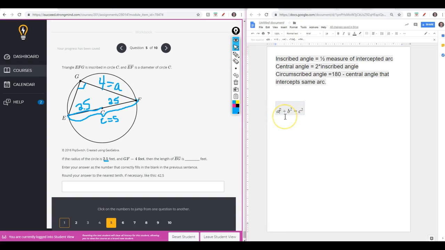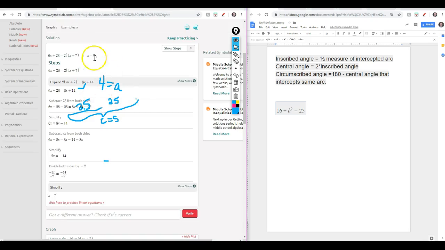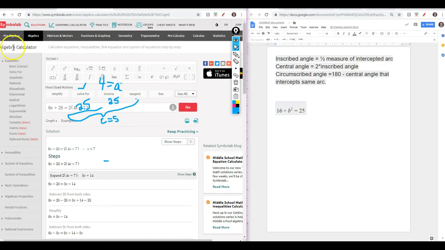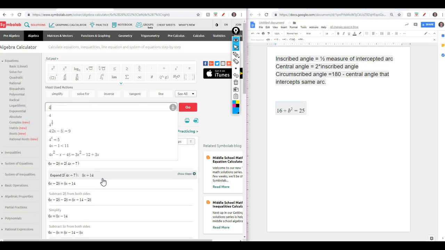So we have 4 squared plus something squared is equal to 5 squared. So 4 squared is 16, 5 squared is 25. It's much easier, so if I actually just jumped over, this is an algebra calculator by Symbol Labs. It shows it out a lot cleaner than what I could do.